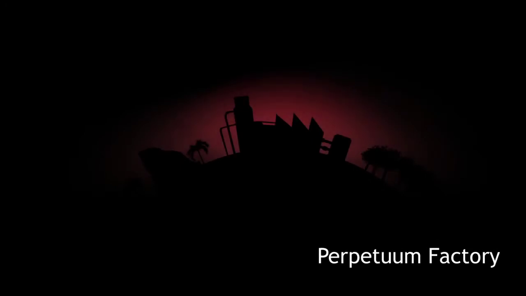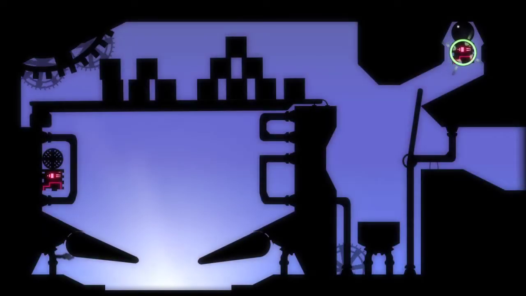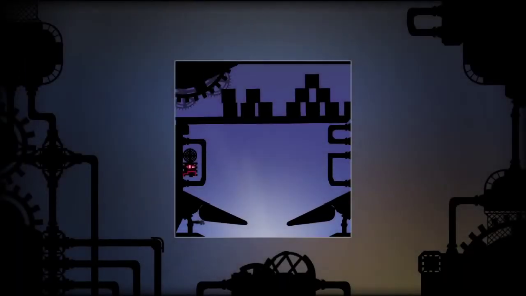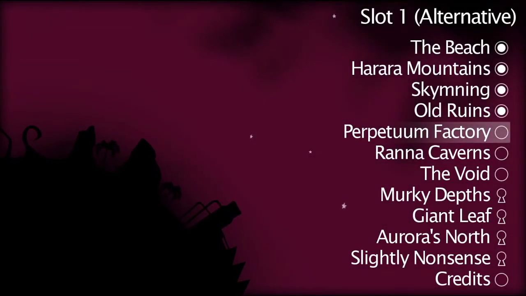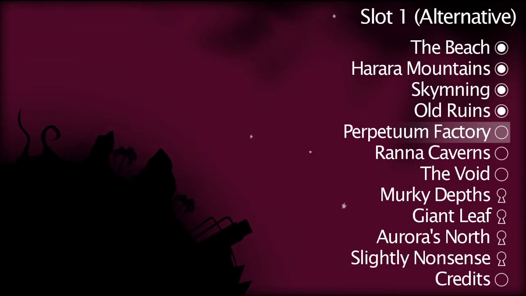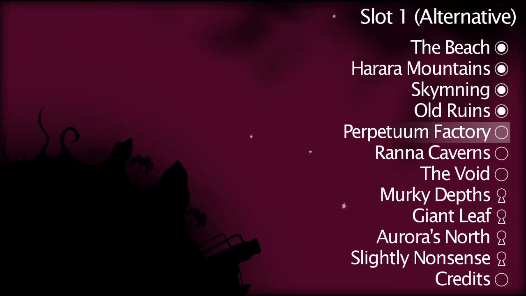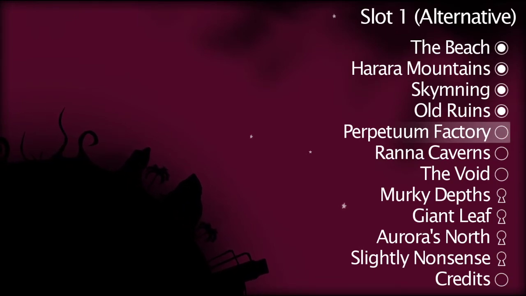Okay, that was the last level of that area, thankfully. So, no, we're not doing this yet. So that was the Old Ruins. We're three parts in, and I'm already struggling really hard, but you know what? It's okay. It'll be okay.